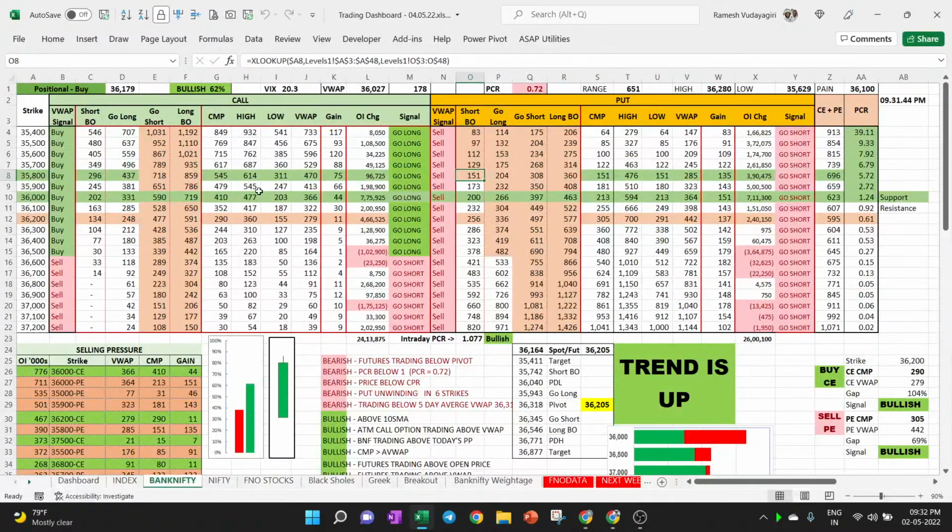If you see the 35,900 call, what happened here? We made a low of 247. The go long level was 381 here. After crossing the go long level, we made a high of almost 545. So as an option buyer, this opportunity you'll get here. You can see there was a lot of time to buy this.